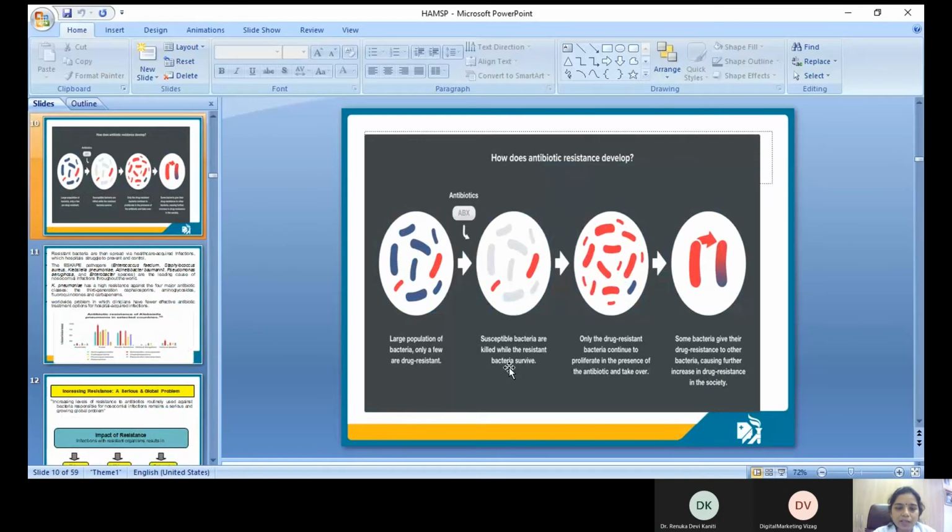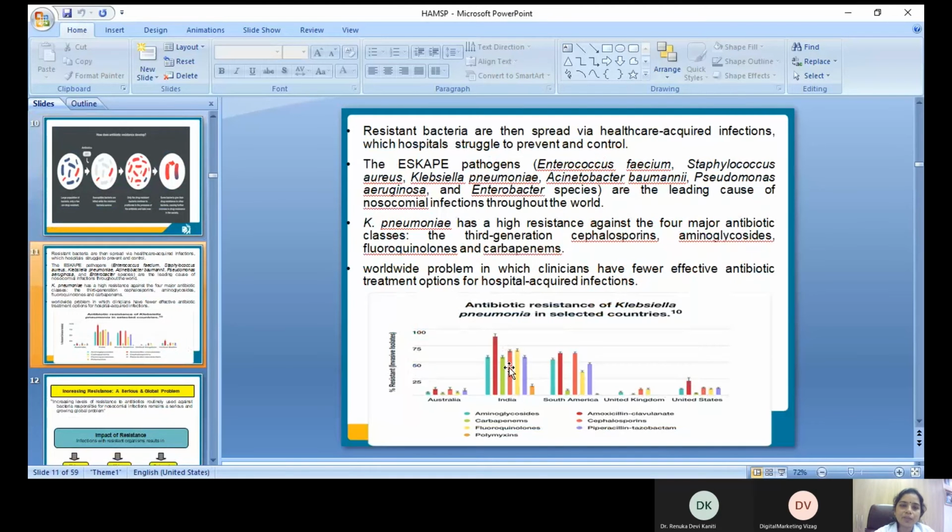So in this slide, we can see a large population of bacteria initially susceptible to the drug becoming resistant, and the same thing is spread to the other bacteria in the form of plasmids and drug resistance DNA, which is resulting in resistant bacteria spreading throughout the hospital as hospital-acquired infections, which the hospitals are struggling to prevent.